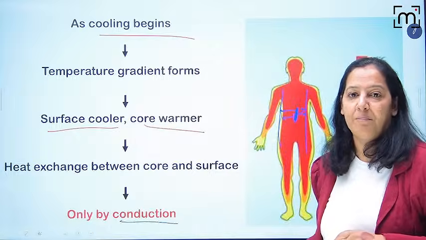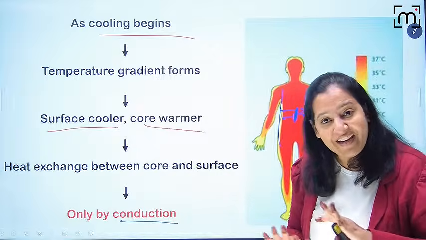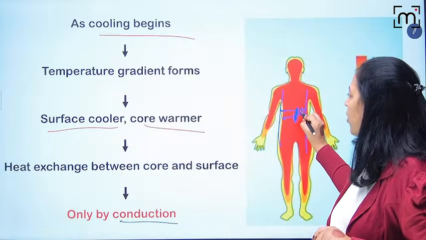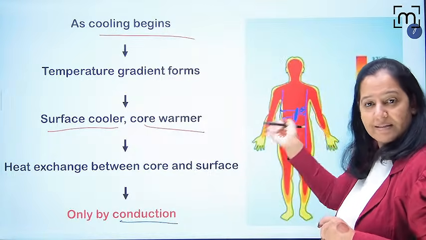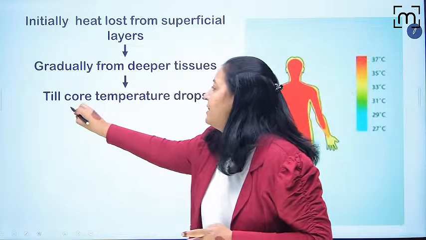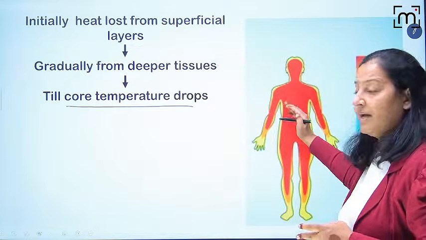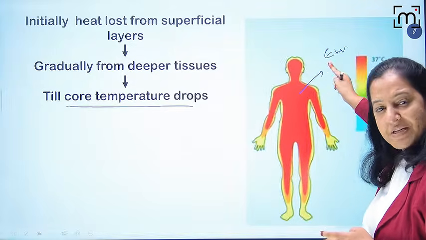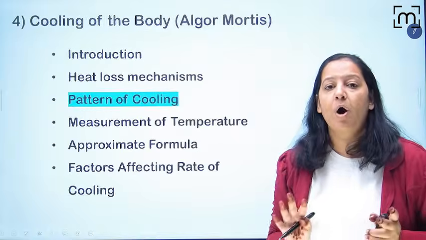There is no convection because blood is not flowing. In a dead body, it cannot be convection. It is only conduction, via direct contact, organ to organ, cell to cell, it is losing heat. Finally, it happens till the temperature of the body becomes equal to the temperature of the environment. Both of them become almost equal, then it stops. So this is how cooling takes place.